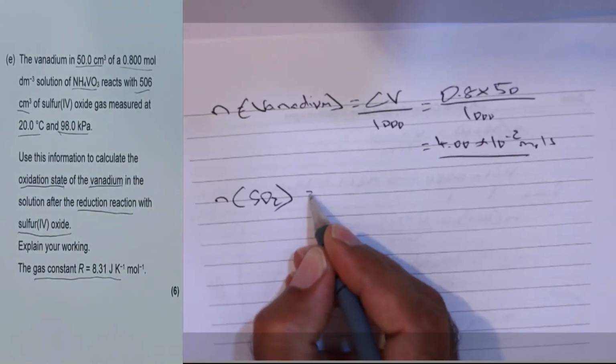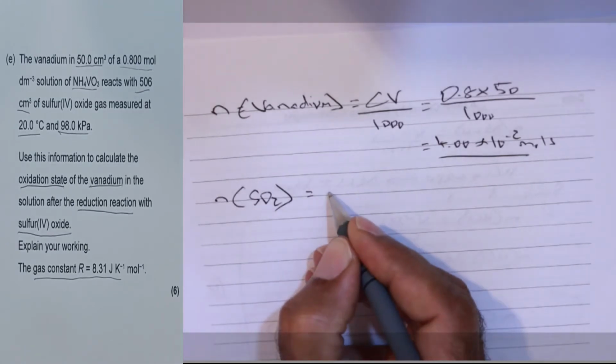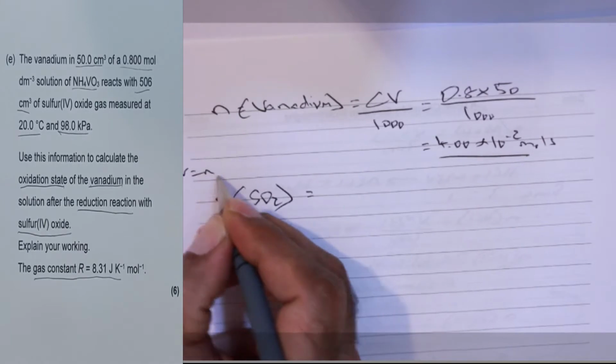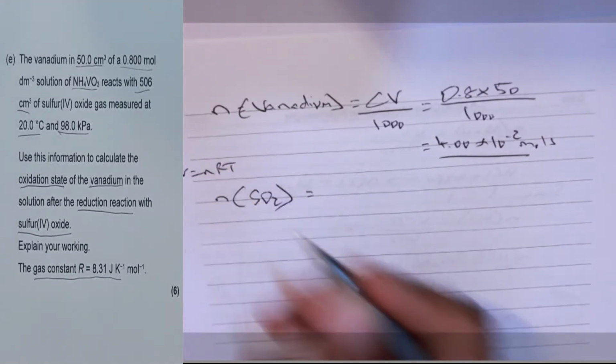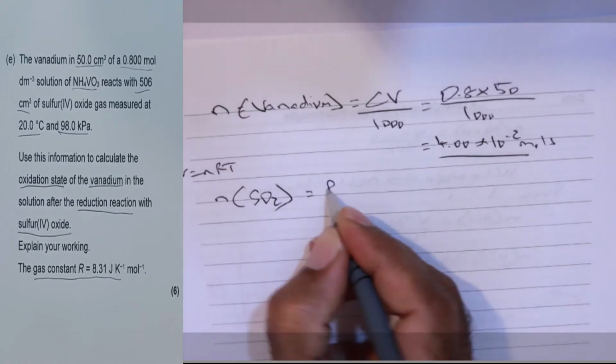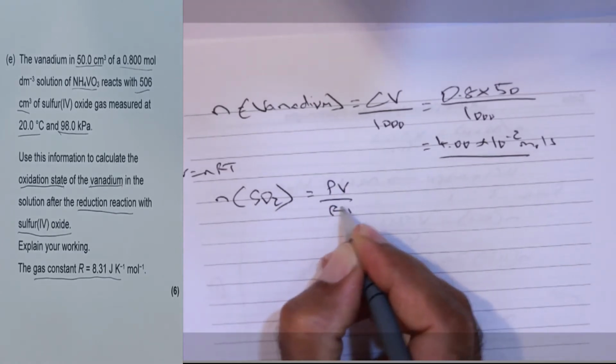And the moles come from PV equals nRT. I'm just going to put that down here. PV equals nRT, that's how I remember it, but it's up to you how you want to remember it. If you rearrange it, n equals PV over RT.